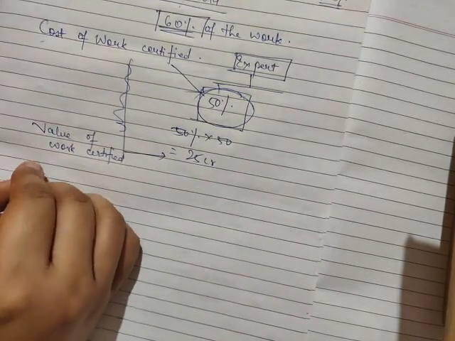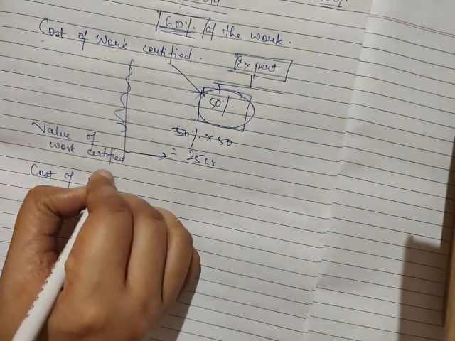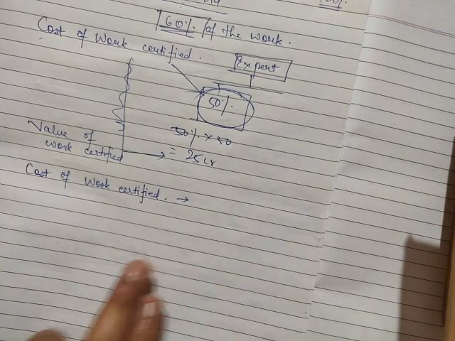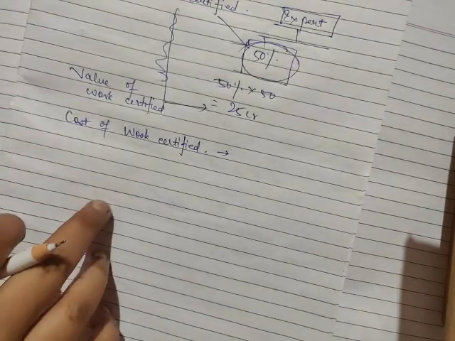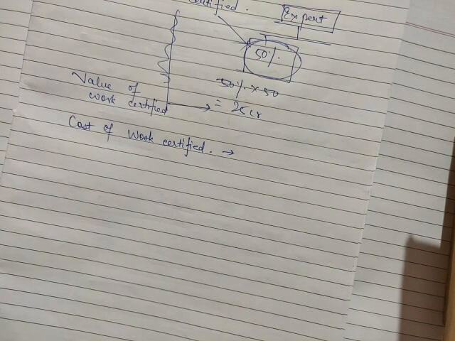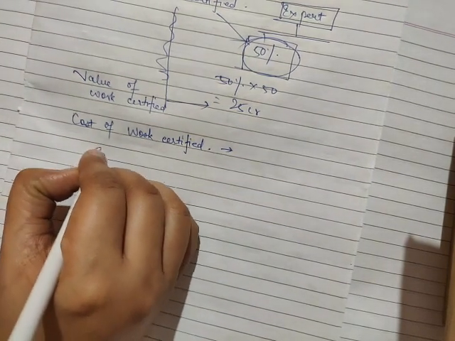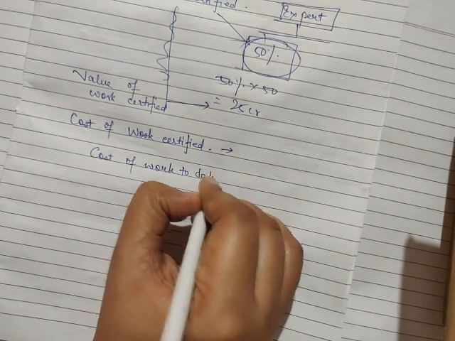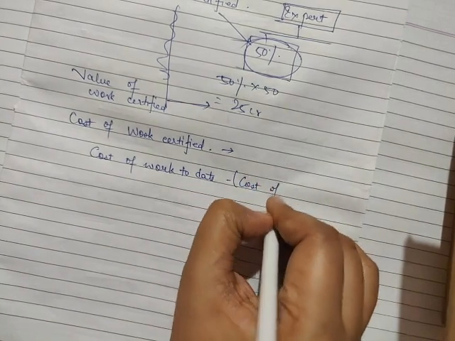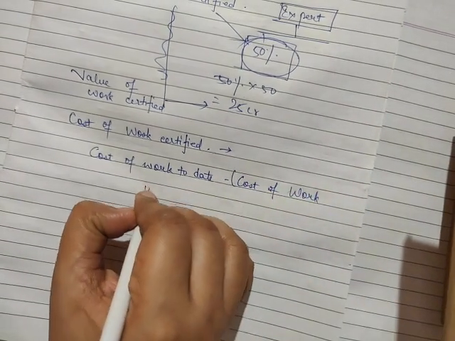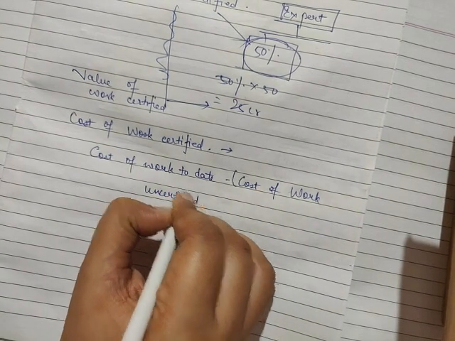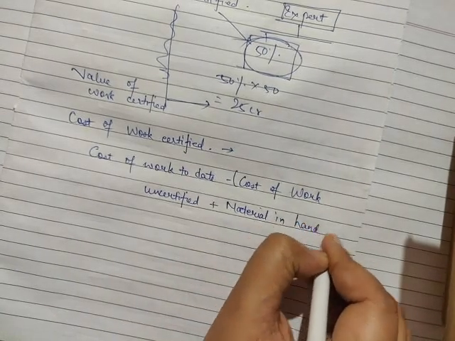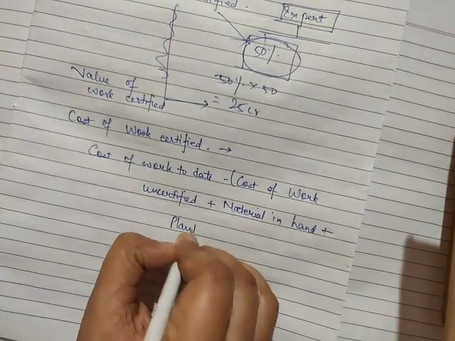If you want to calculate the cost of work certified, then we calculate it as the cost of work to date minus the cost of work uncertified plus the material in hand plus the plant at site.